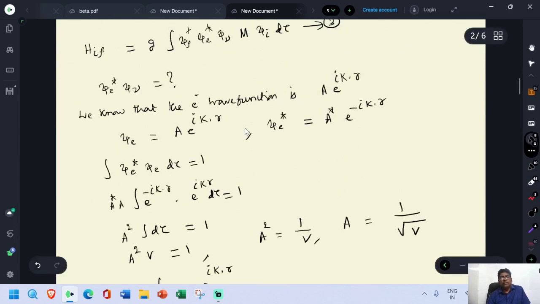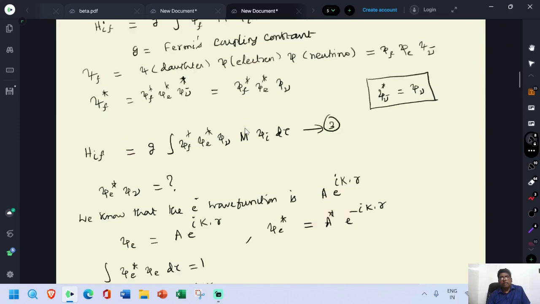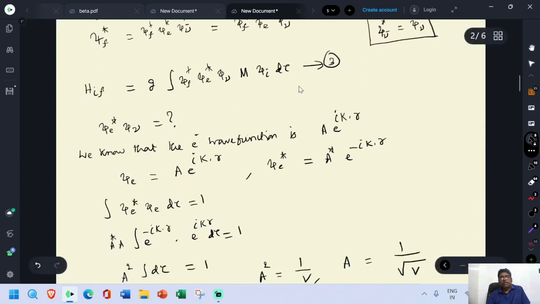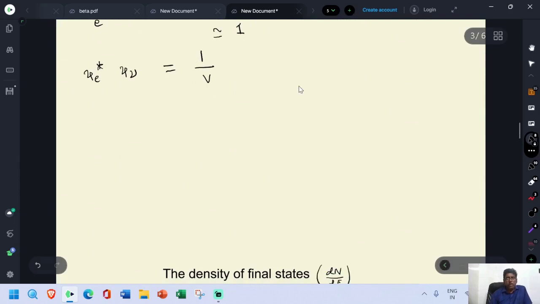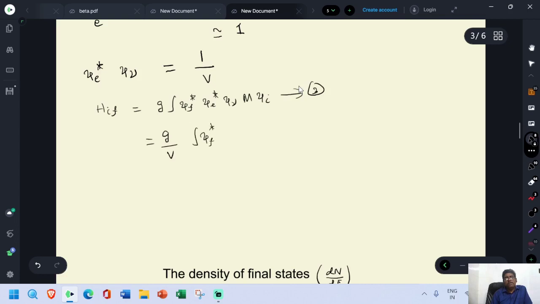Equation 3 becomes H_if. Add on the equation 3: H_if equals G into the integral of ψf* ψe* ψν M into ψi. This is equation 3. This becomes G by V integral ψf* ψe* ψν, which is 1 by V, already we have substituted, then M into ψi. This is the earlier H_if, equation 4. This is modified as G by V times the matrix element M_if.